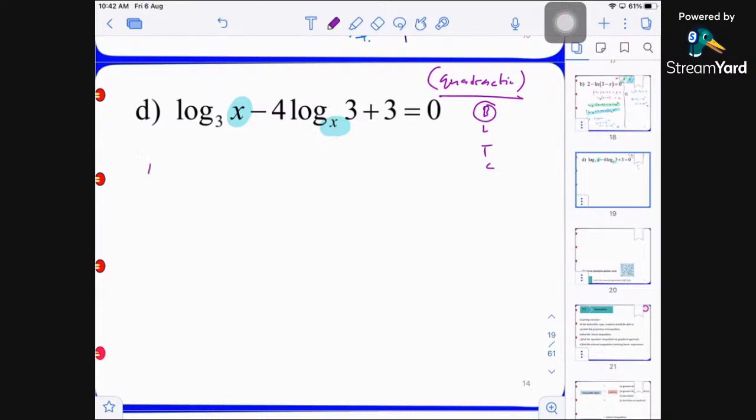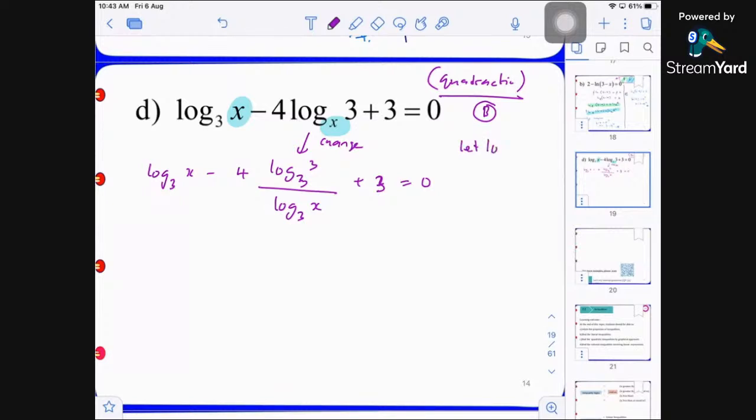How to make base the same? Log 3x minus 4 log 3 over log 3x means change base. This is change base, plus with 3 log 3. But this 3 log 3 tak perlu kita nak samakan base. Why? Because we are going to change to quadratic later. Understand? So we just need to apply B actually. We apply B enough already. Base must be the same. Kalau base tak sama, memang tak boleh gerak lah. Okay? Base must be the same.